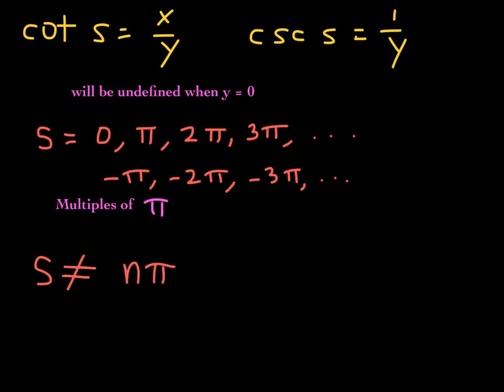And this is how we write any multiple of pi, okay? Again, where n is any integer. This is how we generate every single multiple of pi. Let n be 0, you would have 0 pi. Let n be 1, you would have 1 pi. Let n be 2, you'd have 2 pi, and so forth.